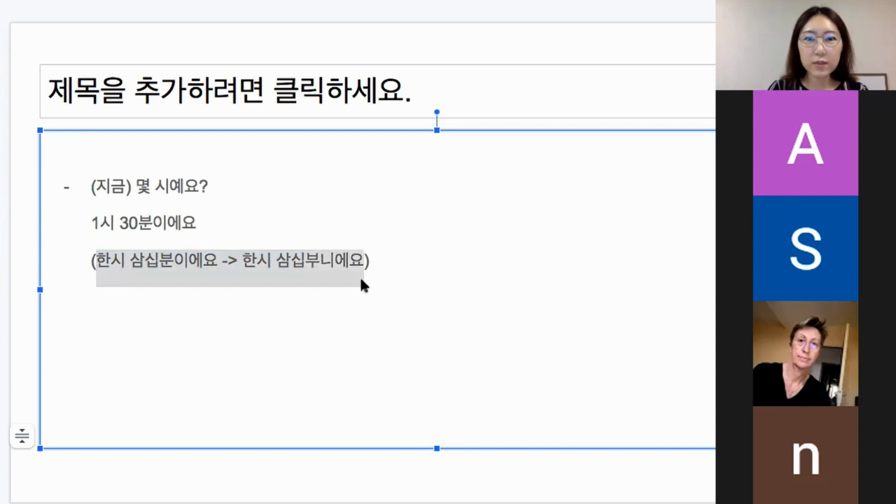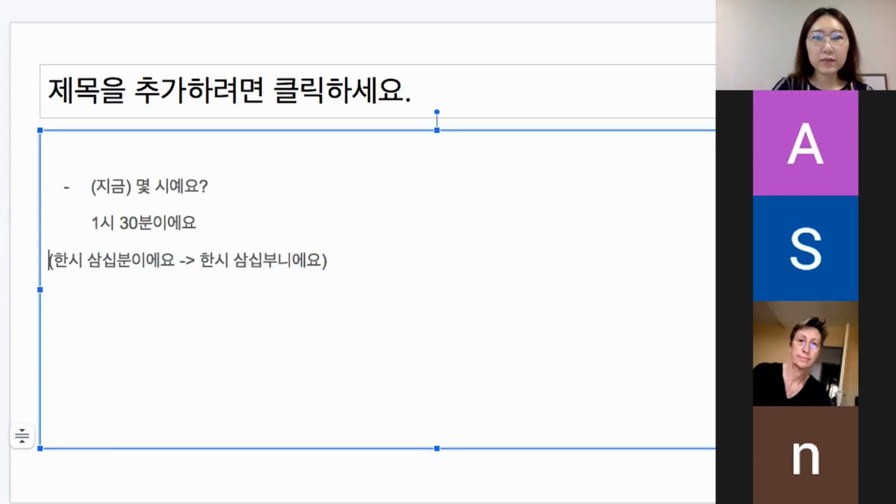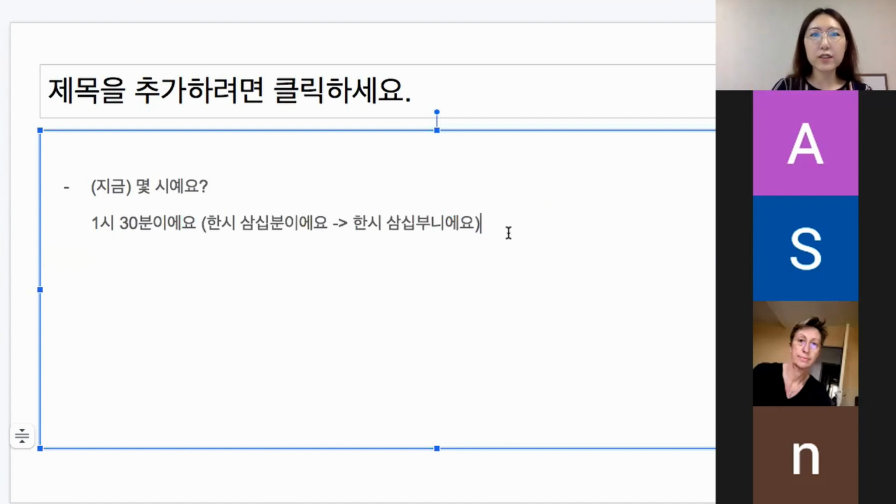This one is the pronunciation, right? So 1시 30분이에요. Then we can practice another one. 11시 30분이에요. Yes, correct.